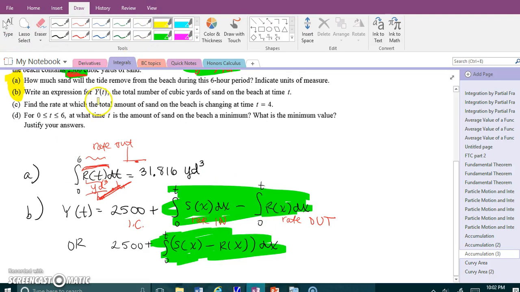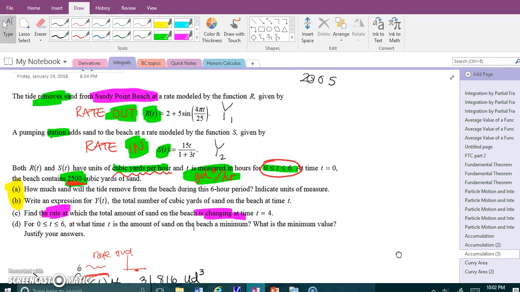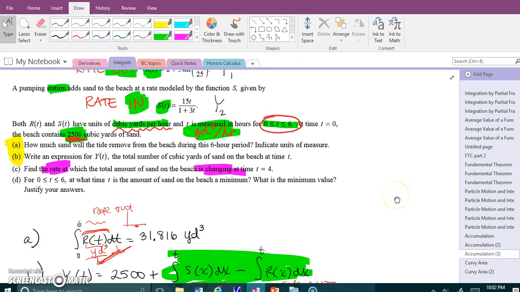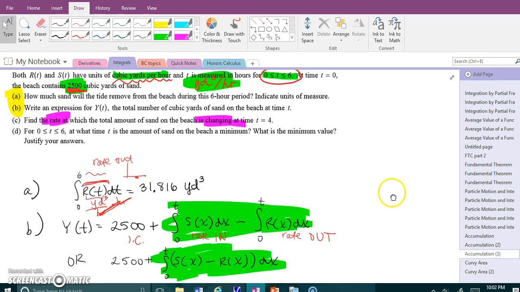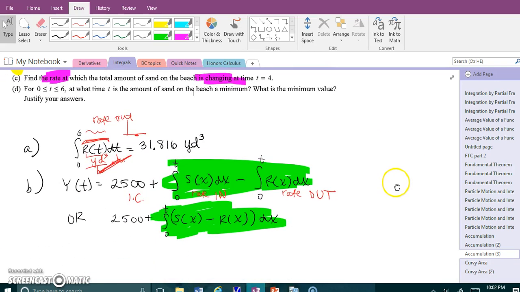All right, let's go to part C. Part C says find the rate at which the total amount of sand on the beach is changing. So this is like that mystery third rate yet again. You have a rate in, you have a rate out, and if you didn't know what those rates were and you were just someone standing on the beach noticing how the overall sand is changing, that's that mystery third rate once you have combined the 2 rates here.